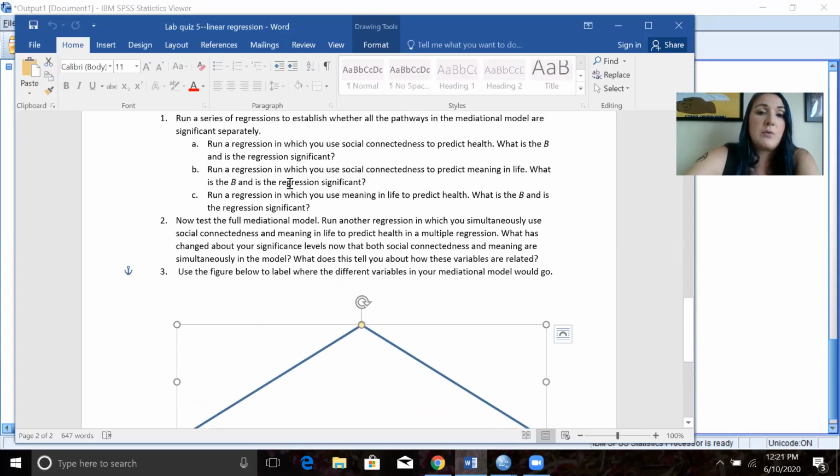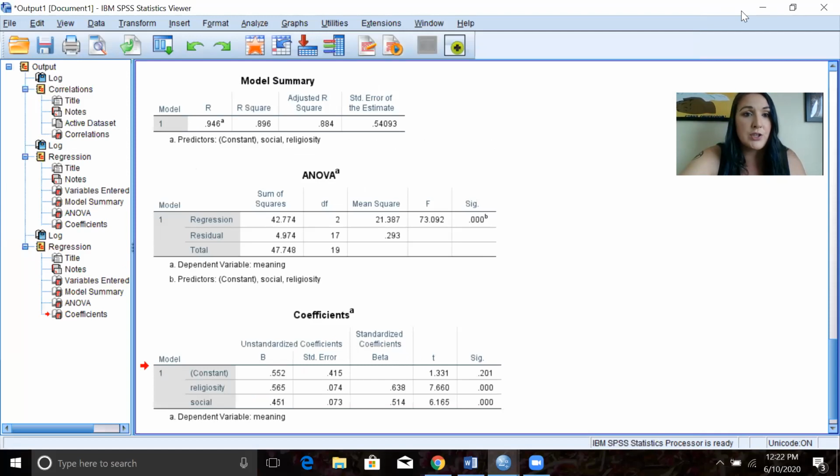So then run a regression in which you use social to predict meaning. Then you do a regression to see whether or not meaning is associated with health. So this is establishing that all of the factors in the model are associated before we get to our last multiple regression to assess for mediation. So I'll show you how to do this first one. You'll just need to go through and do the same thing for the second two of these first preliminary regressions to try and figure out whether or not mediation might be present.